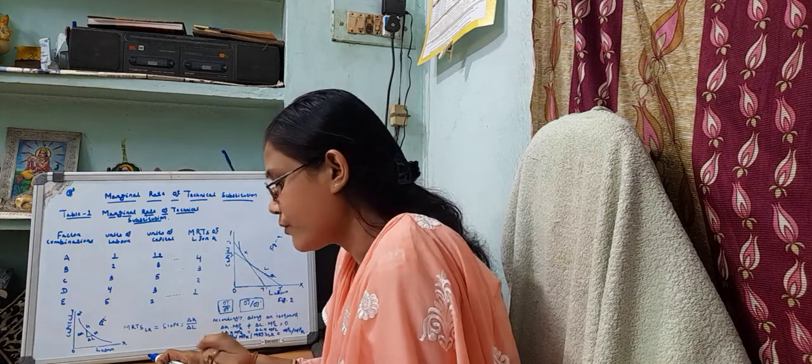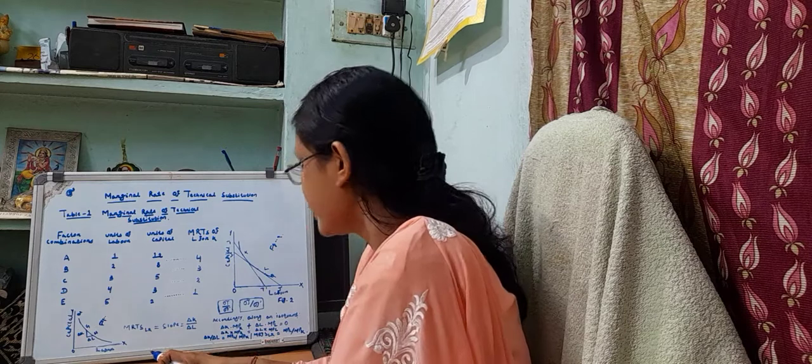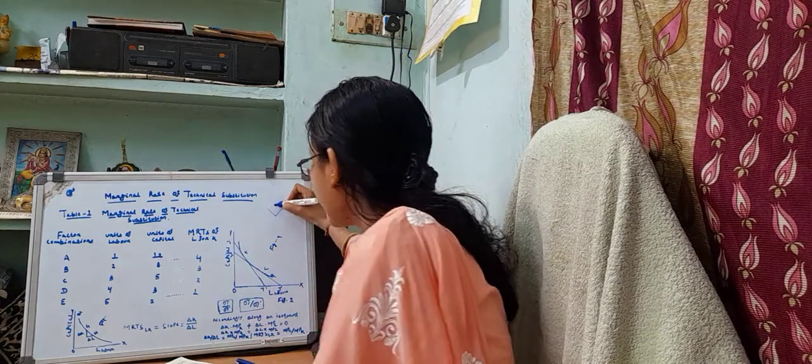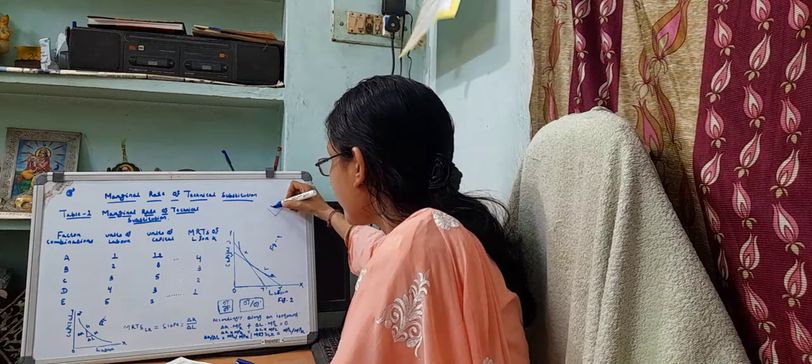Third property: isoquants, like indifference curves, are convex to the origin. This isoquant curve is of such a type, convex to the origin.